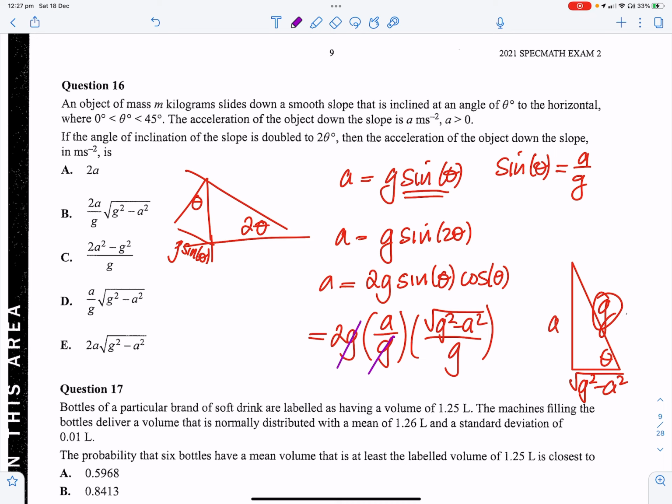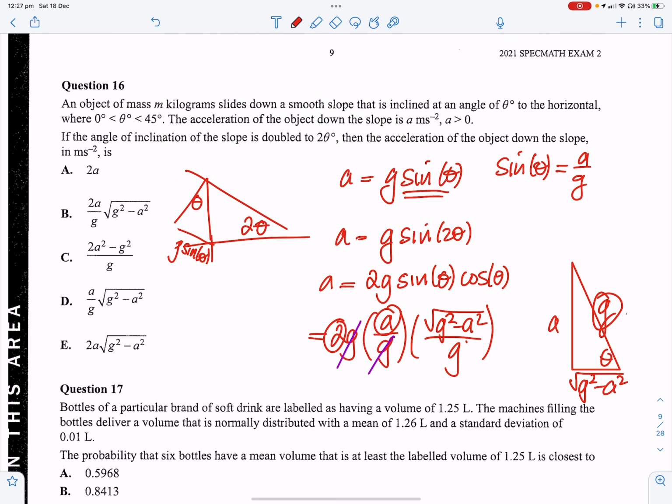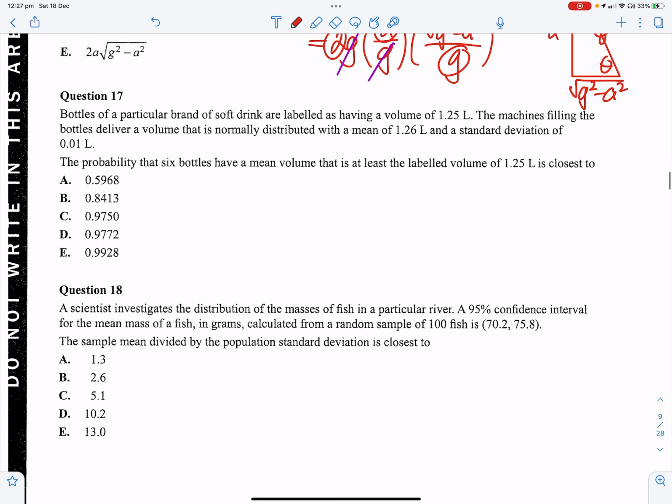I think it's B. 2A over G, root G squared minus A squared.